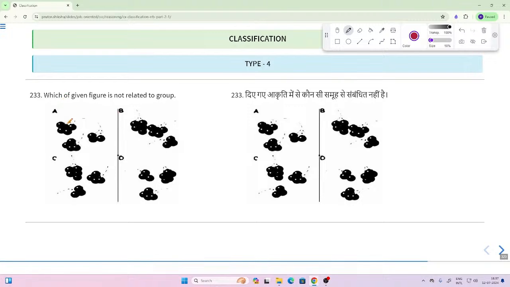Which of the given figures is not related to the group? So we have, if you take these 2 balloons, I see 4, 3, 4. 1, 2, 3, 4, maybe 5, 4, 3. There's a 1, 2, 3, 4, 5, 4, 3. Then we have 1, 2, 3, 4, 4, 4, 3. Wait, 1, 2, 3. This might also be 4, 4, 3.